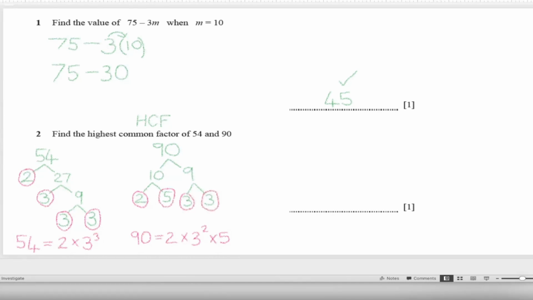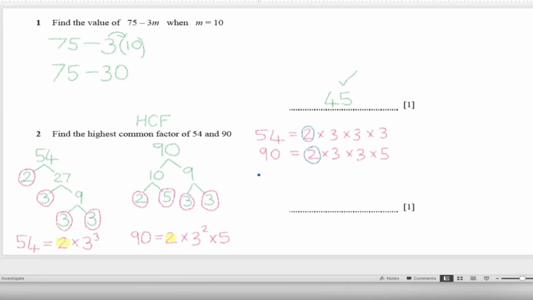So now we are going to look for the prime factors that they have in common. Both of these numbers have a prime factor of 2, and both have at least 2 3s. Let's write it out completely. So 54 is equal to 2 times 3 times 3 times 3. And 90 is equal to 2 times 3 times 3 times 5. It's easier to do it this way. So now we are going to look for the prime factors that they have in common. They both have a 2. We can see that, right?